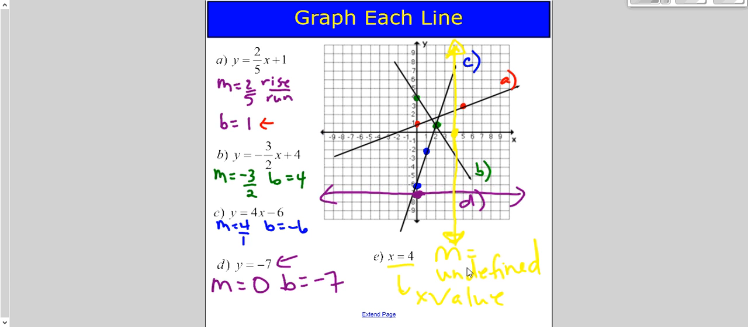Okay, vertical line. So if you have a y equals a constant, this is a horizontal line. Whereas if you have x equals a constant, then this is a vertical line. Awesome.